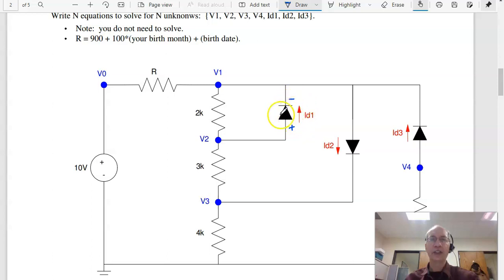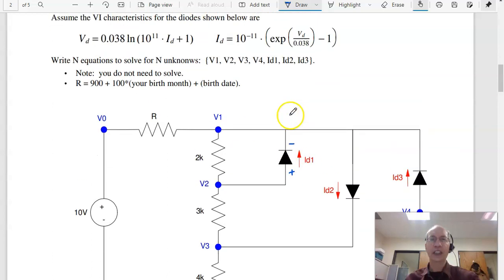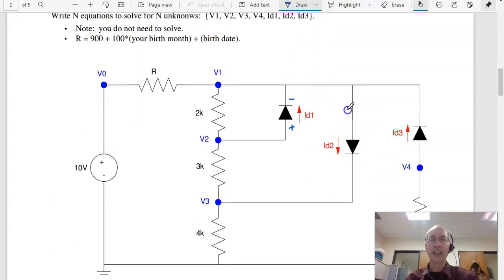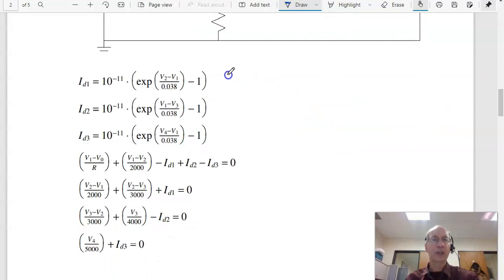So if the first diode sees V2 minus V1 anode to cathode, that goes in this equation. That's your VD, anode to cathode. The second diode, VD, is V1 minus V3. The third diode, V4 minus V1. So the three equations for the diodes would just be the voltage anode to cathode, V2 minus V1, V1 minus V3, V4 minus V1. Gives you the currents ID1, ID2, ID3.